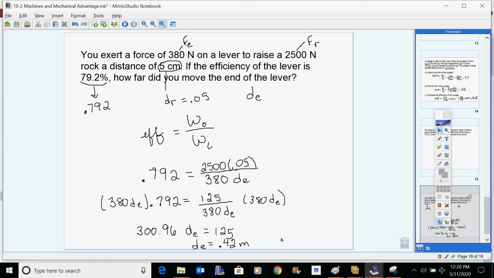Think about that in context. A doorknob is probably about 1 meter high, so 0.42 meters is approaching half of that. That would be the distance that you'd be moving the end of that lever or the end of that shovel.